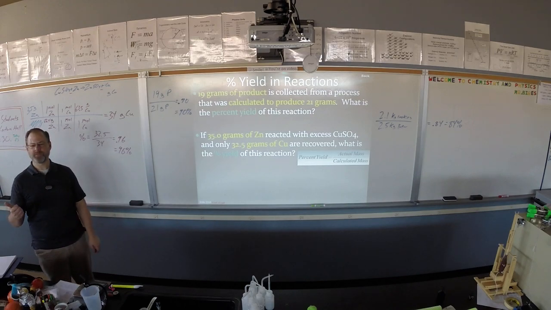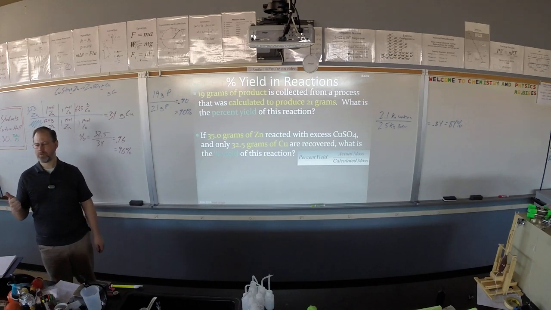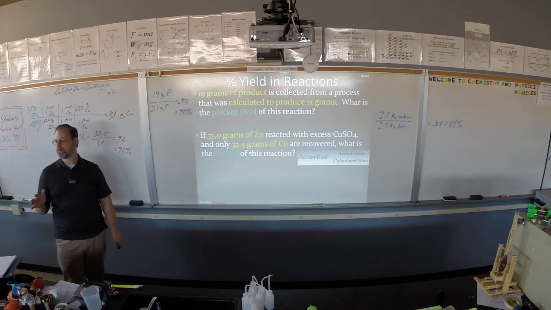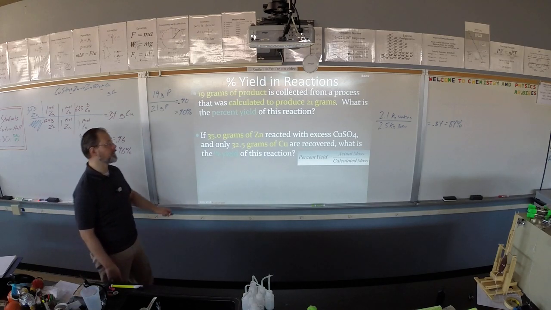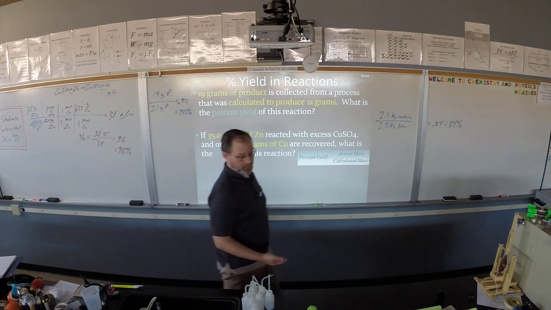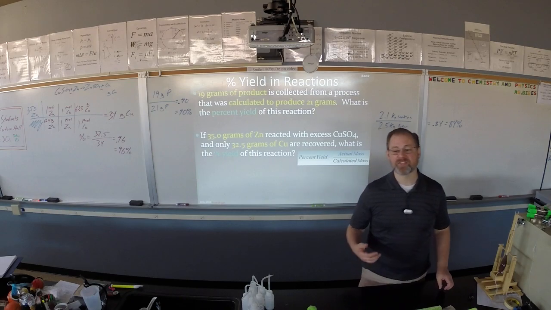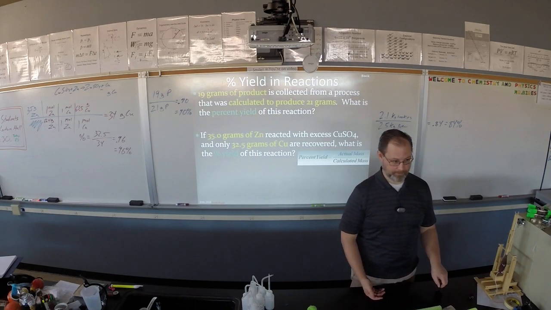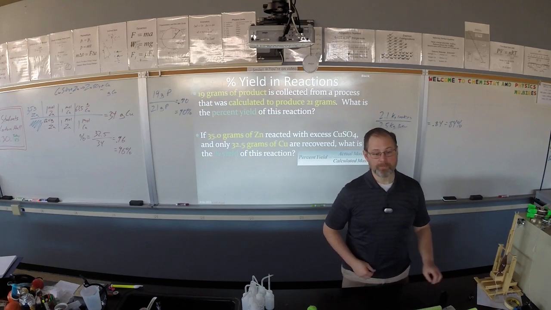Okay, give me a thumbs up if this makes sense to you. Okay, most of you are on board. Any questions? Okay, that's the simplest type of percent yield calculation. There is another type. The other type is the expected amount calculation. Okay, expected amount.